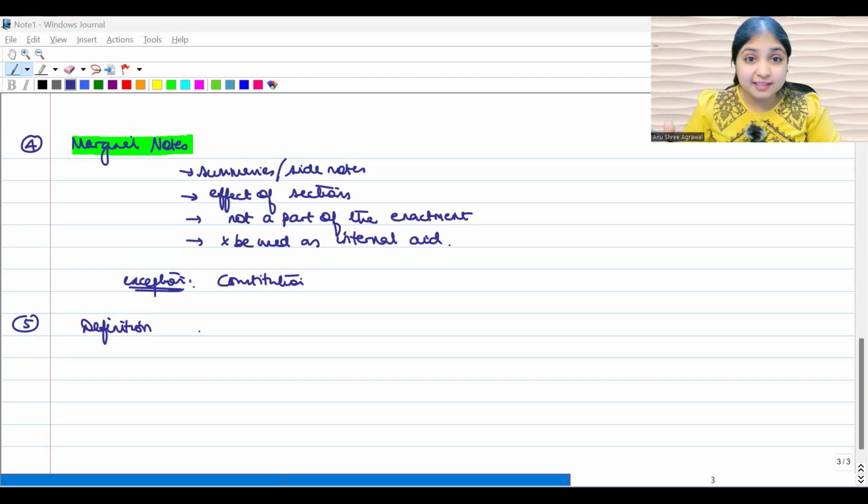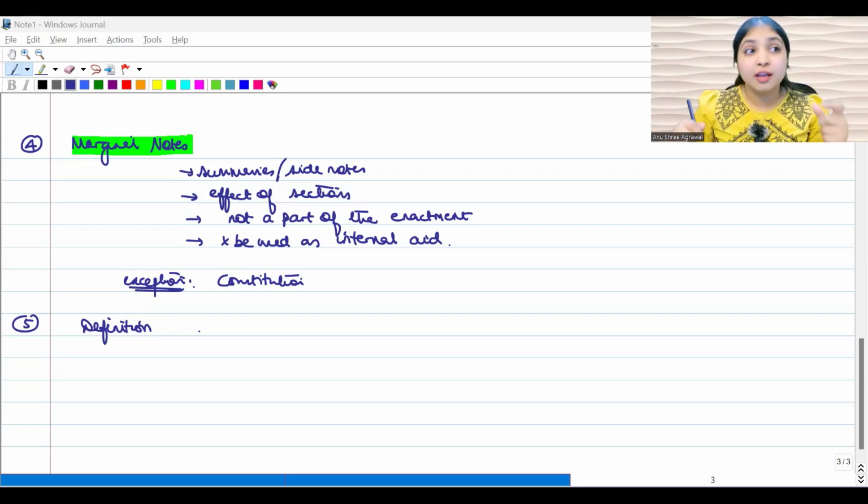Now, definitions are of various types. Remember, we spoke about it in the General Clauses Act itself. We had spoken about exhaustive definitions. We had spoken about extensive definitions. If the definition has the word means in it, it becomes an exhaustive definition. In that case, the meaning of the word is restricted to whatever is given in the definition.